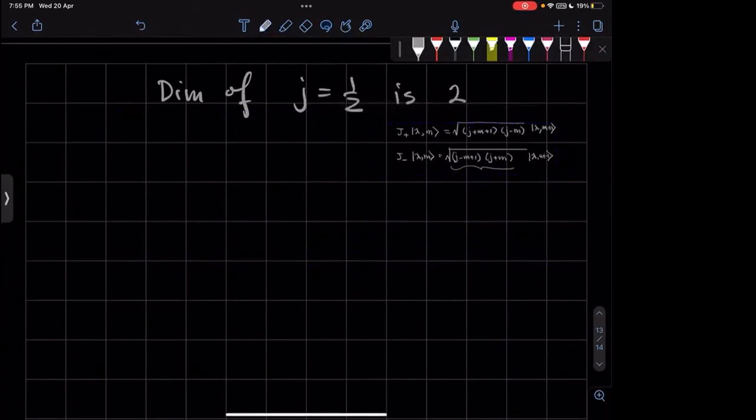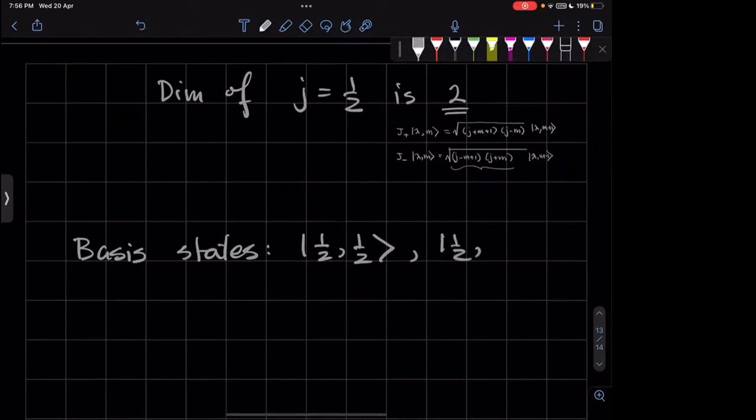Okay, so let's look at the basis states. There would be two vectors. The first vector is half, half. The second vector is half, minus half. So this I'm just going to call half, and this I'm just going to call minus half, because this thing is the same.